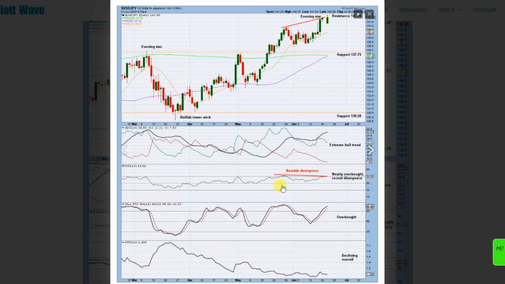And RSI showed some bearish divergence where price made a new high and RSI made a lower high. So that is a bearish signal. Also, RSI is nearing overbought, not yet in that overbought territory. Stochastics are overbought, but we don't use stochastics when ADX is trending. ATR overall is declining, showing volatility could be limited to the upside.